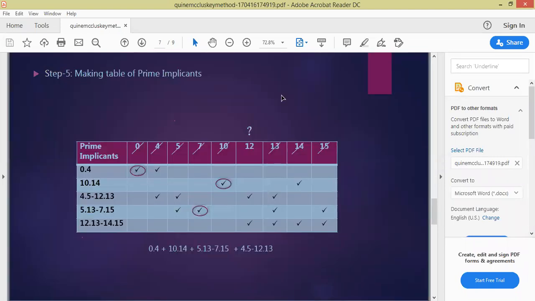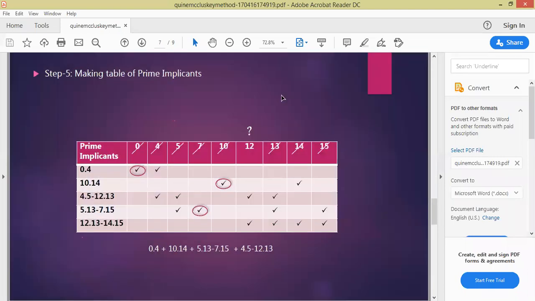So the next step is making the prime implicant table. Here we are writing all the groups of prime implicants, that is 0, 4; 10, 14; 4, 5, 12, 13; 5, 13, 7, 15; and 12, 13, 14, 15. And we are just picking the corresponding column.